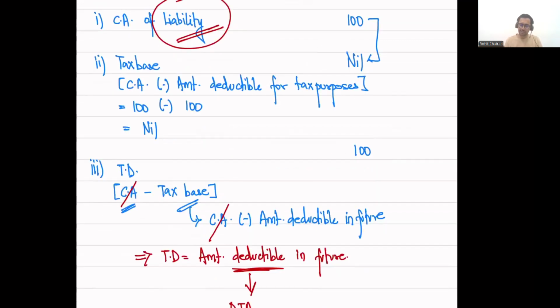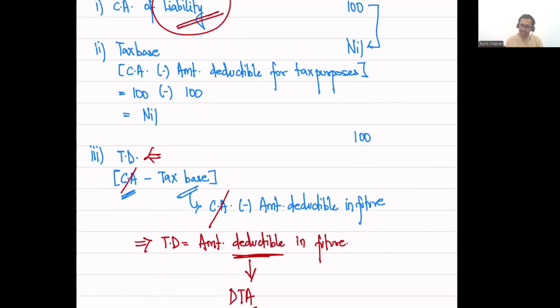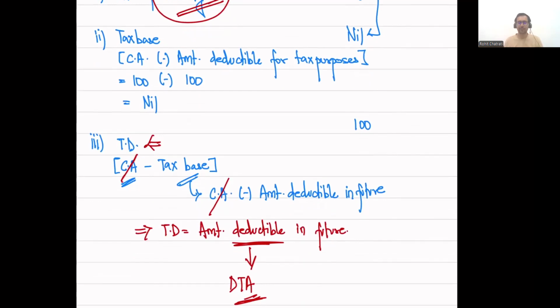I'm repeating myself. The difference of carrying amount and tax base is temporary difference, but tax base itself is defined as carrying amount minus amount deductible in future. If you notice, this and this are nullifying each other out. So temporary difference can also be defined as the amount which is deductible in future.